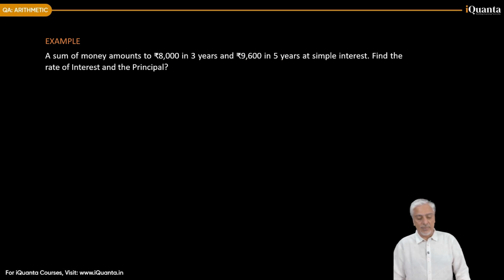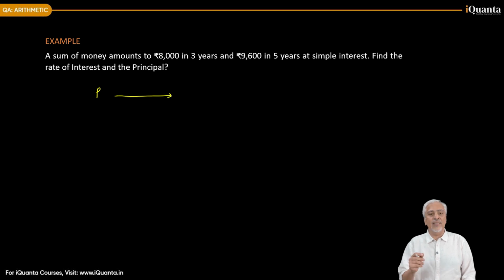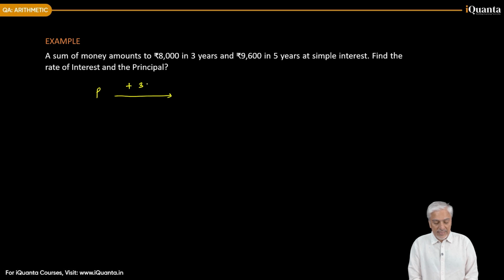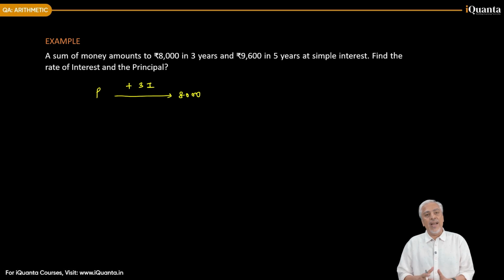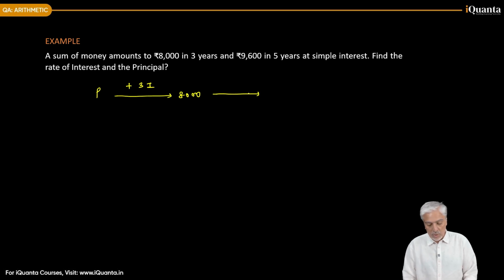Let's pay attention to some other method. You have some principal. It earns, suppose the yearly interest is I. The simple interest you earn every year is I. So when you earn 3I, the principal plus 3 times the interest reaches 8,000. And because it is simple interest, every year the interest is the same. So you earn interest for 2 more years, because it is a total of 5 years, and you reach 9,600.